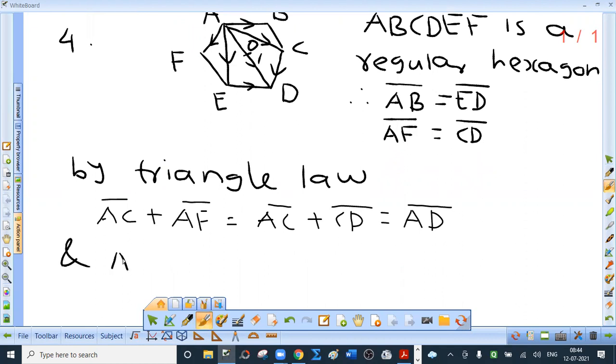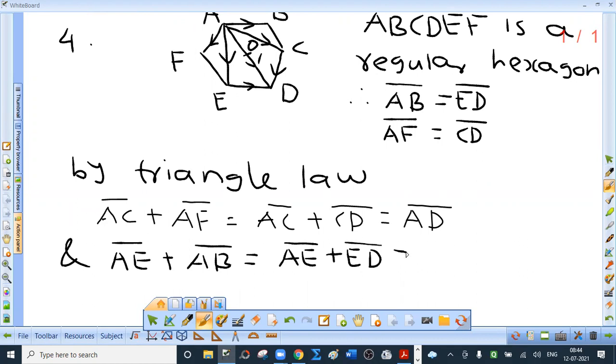And AE bar plus AB bar equal to AE bar plus ED bar, which is nothing but AD bar. Right, then?